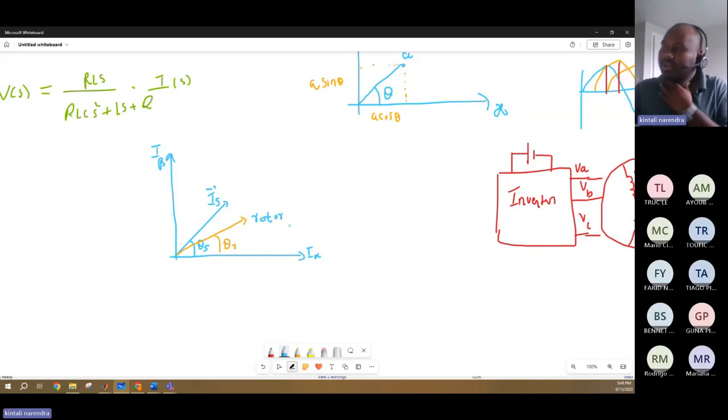Okay, guys, do you agree with this? For this, we know where the IS is, because we know I alpha, I beta, I gamma. We know the amplitudes of IA, IB, IC. From there, we can calculate I alpha and I beta. From there, we know what IS is and the angle of the IS.